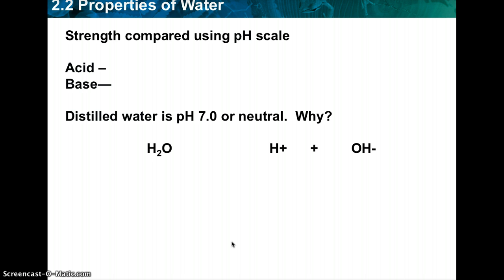So distilled water typically has a pH of 7. So what does that mean to us? It's also considered neutral. Why? Write that down in your notebook. Why do you think distilled water has a pH of 7 or is considered neutral?